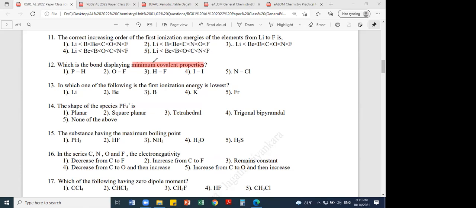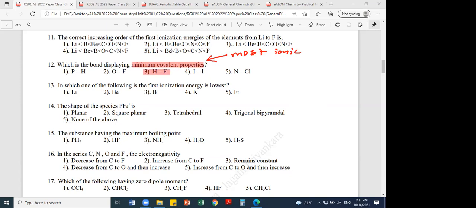Minimum covalent properties, put an arrow and write. Minimum covalent means higher, most ionic. You can see this in most ionic. So all these are covalent bonds. Which one has the highest electronegativity difference? So actually the answer is third, HF.